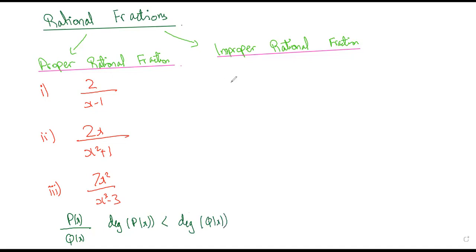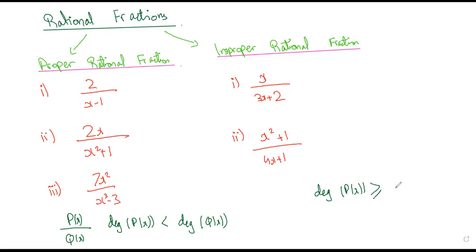We'll talk about some examples again. Type 1 is x by 3x plus 2. Then we have x square plus 1 divided by 4x plus 1. So what would you say about improper now? The opposite is the case. Here we have again the same thing, p of x over q of x, but the degree of p of x is greater than or equal to the degree of q of x, right?